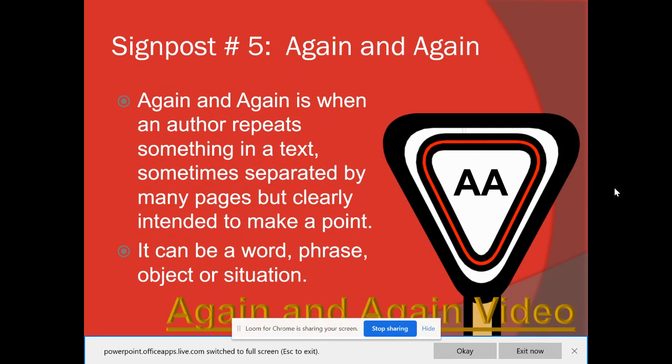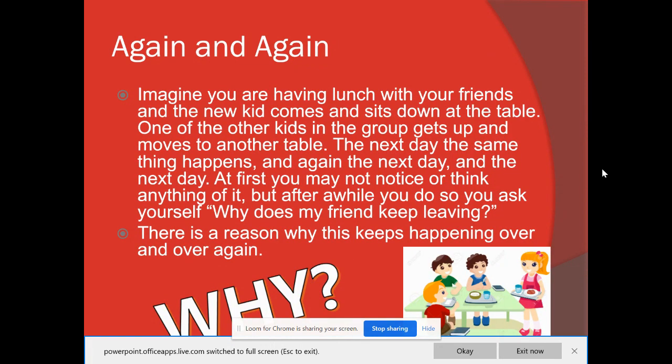Here's our fifth one. It's called Again and Again. Again and again is when an author repeats something in a text, sometimes separated by many pages, but they put it there to make a point. And it can be a word, a phrase, an object or a situation.